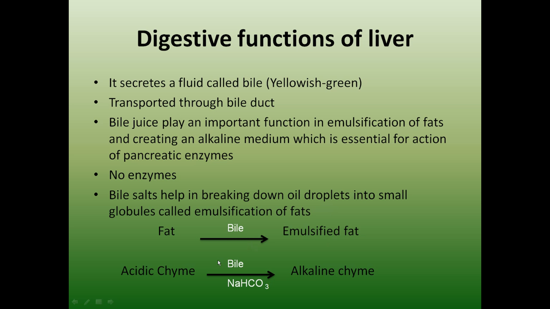The acidic food which is coming from the stomach becomes alkaline in presence of bile, because bile provides alkaline medium to the food. And this alkaline medium is provided by bile salt. Bile has many components. One component is bile salt. Bile salt is responsible for providing alkaline medium to the food substances.